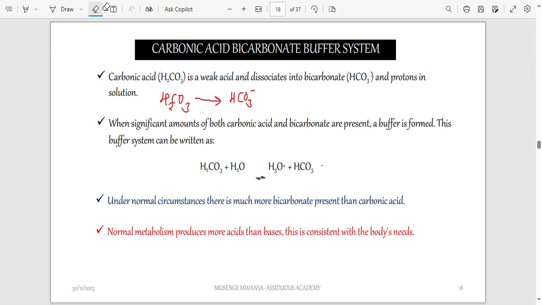So what happens is this. When you are talking about conjugates of each other, they differ by one hydrogen. You can see this one has two hydrogens. This one has only one hydrogen. So they are conjugates of each other. And the one that has two hydrogens is always the acid. The other one is a base. So for this system, as a buffer, we can write it like this.